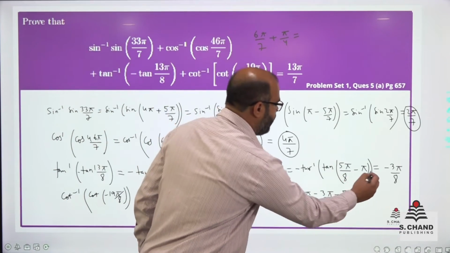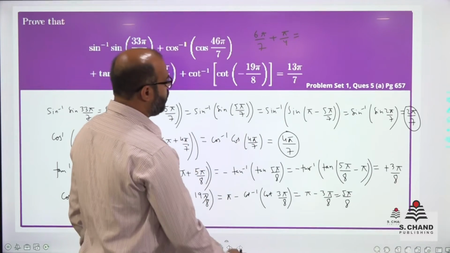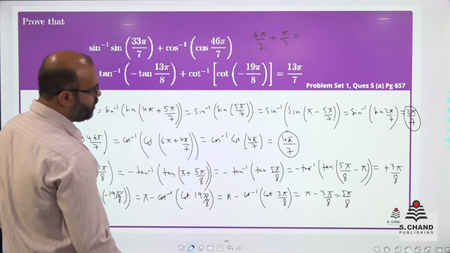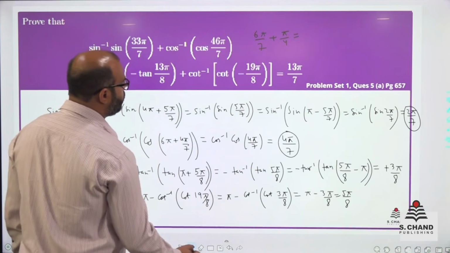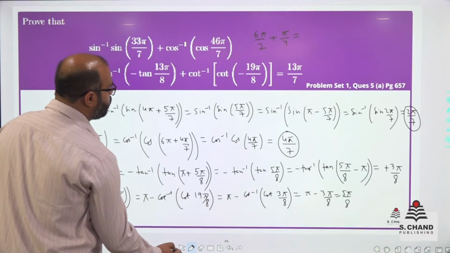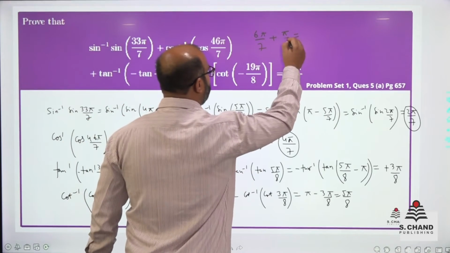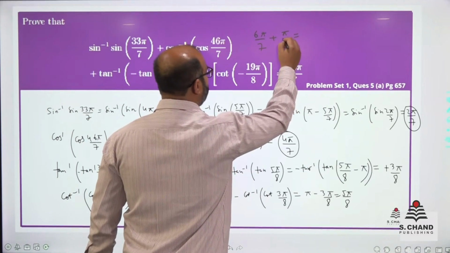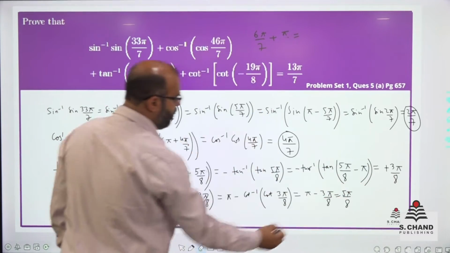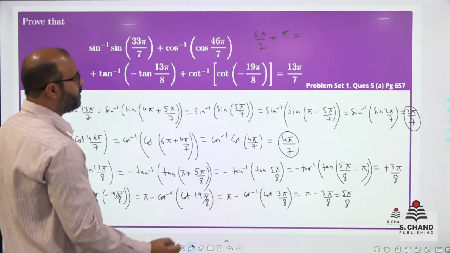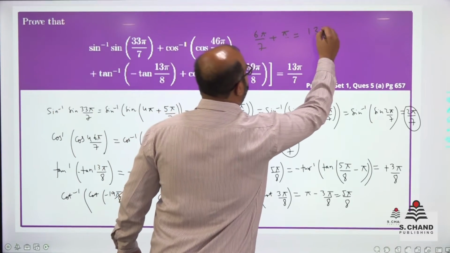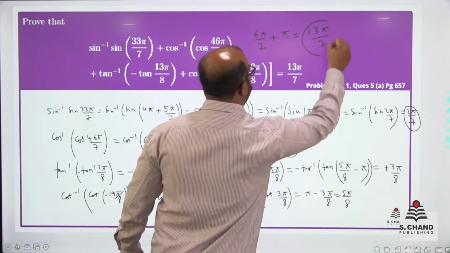So this will be finally 3 pi by 8. So in that situation this becomes pi, because 3 pi by 8 plus 5 pi by 8 is 8 pi by 8, which is pi. So this will give you 13 pi by 7, which is your answer.